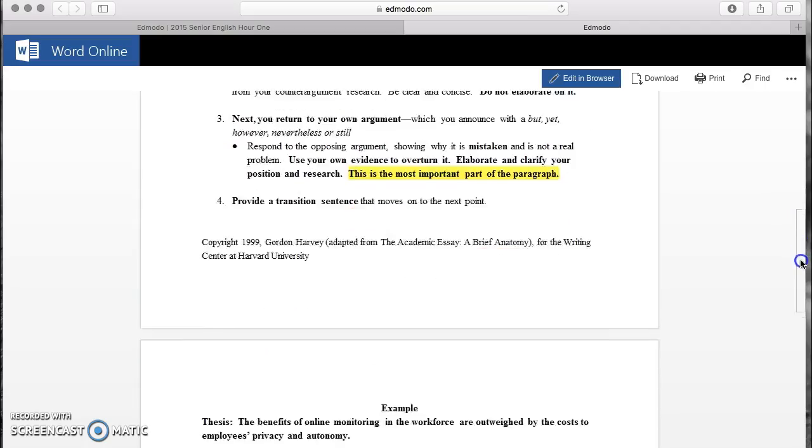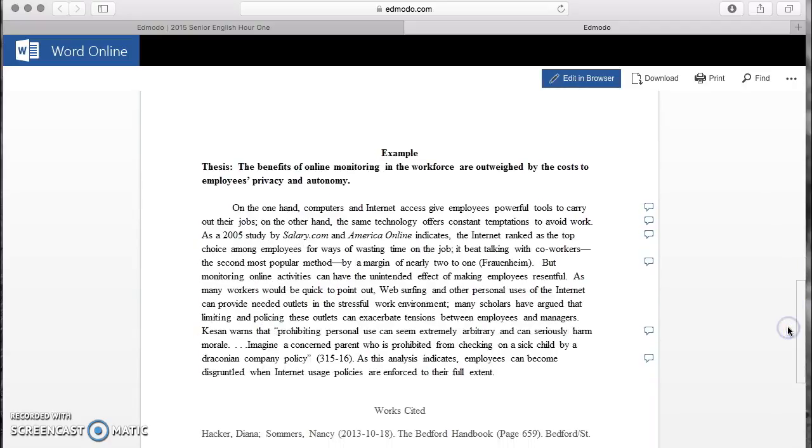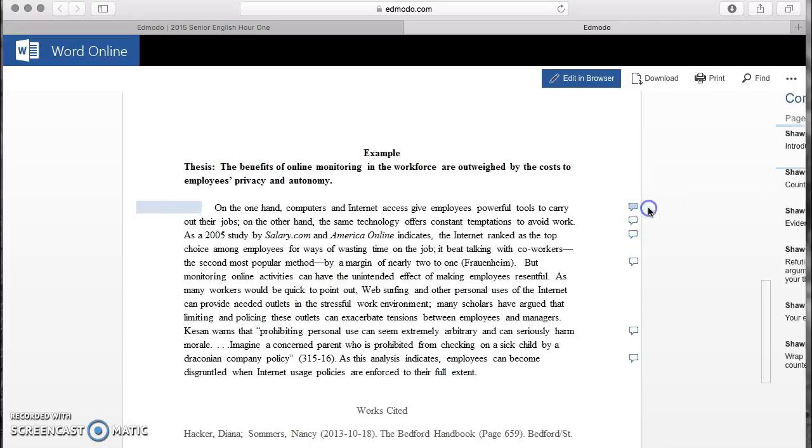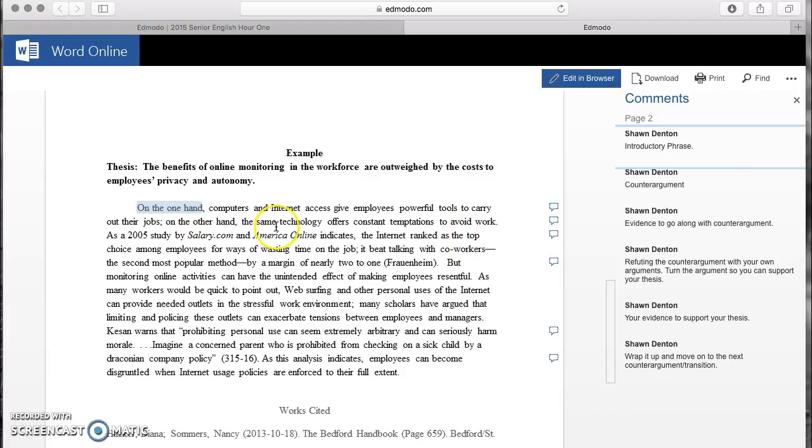So with that said, let's go down here and look at a particular example. Okay, I'm going to click on the comments right here. We're going to be good to go. The thesis for this example is the following. The benefits of online monitoring in the workforce are outweighed by the costs to employees' privacy and autonomy.